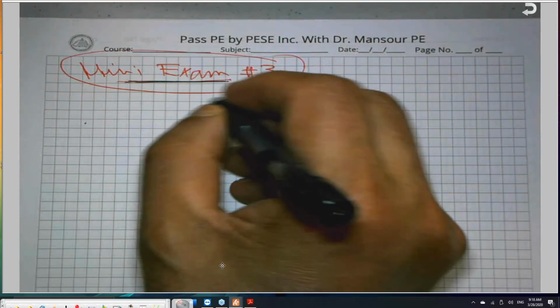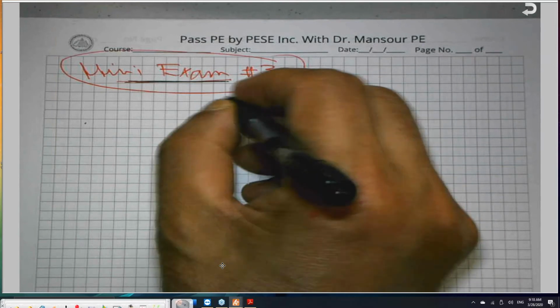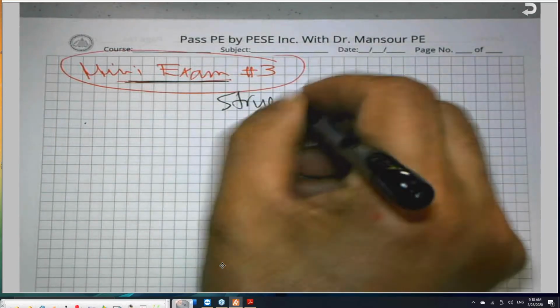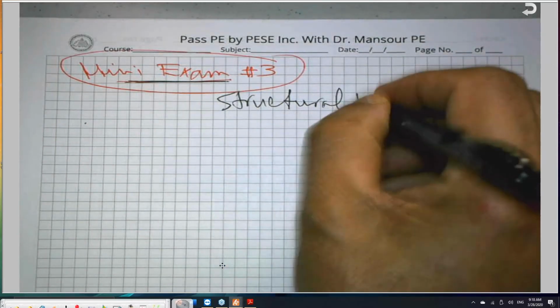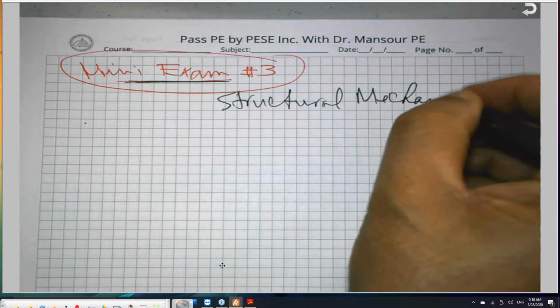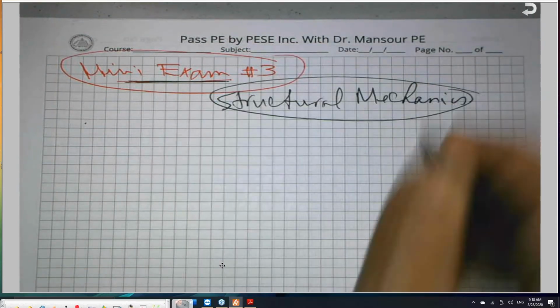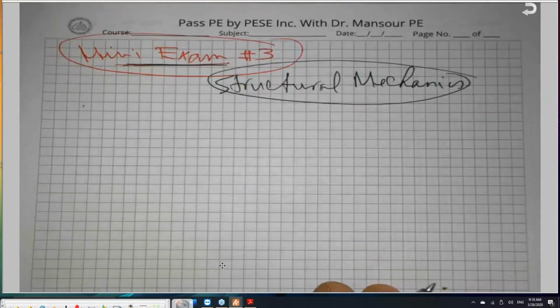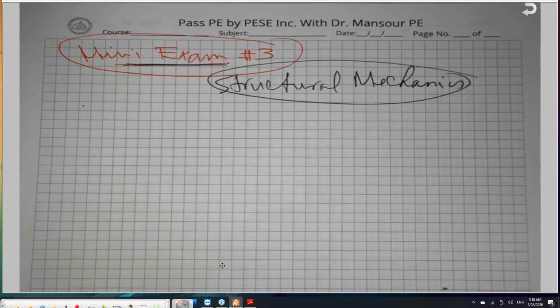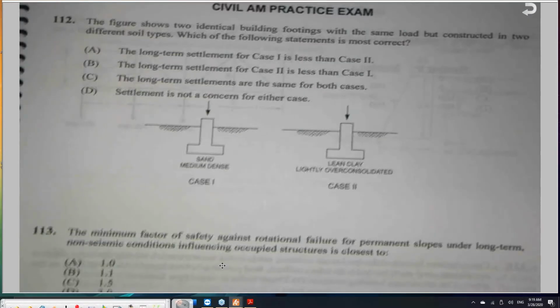If you look at the structural mechanics topic, the NCEES has about 7 problems, and we solved all of them during the class here, to the best of my knowledge. And if you remember, this was the first problem.